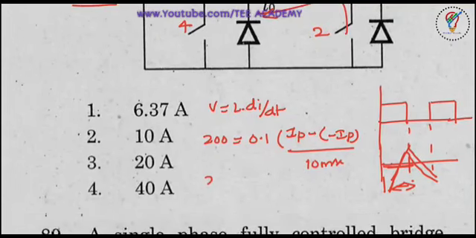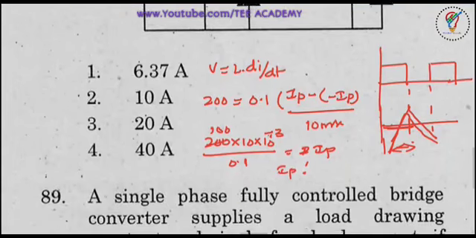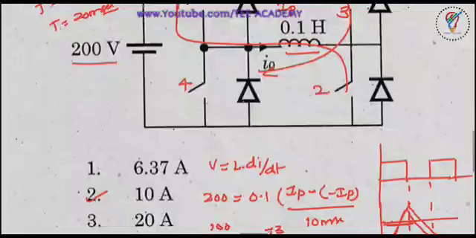Now 200 into 10 into 10 power minus 3, divided by 0.1, is equal to 2 into IP. So finally we get IP is equal to 10 amperes, the answer. If you want, you can cross check here. So it is a previous GATE exam question. You can review the previous GATE questions.